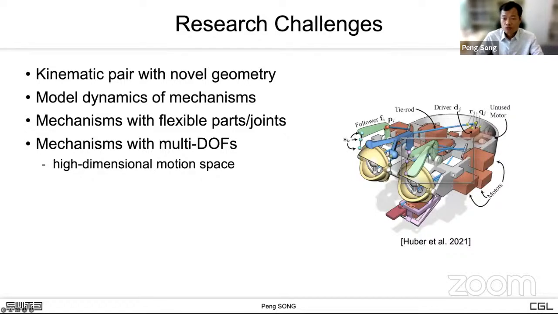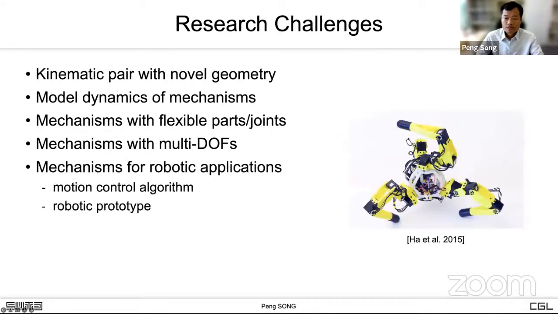Many mechanisms only have one degree of freedom and can be driven by a single motor. However, mechanisms with multiple degrees of freedom are harder to model and design due to their high dimensional motion space. When designing mechanisms for robotic applications, there are two additional challenges. The first one is a control algorithm to sync motions of different mechanical parts for accomplishing a task. The second one is robotic prototyping, since besides 3D printed parts, we also need to assemble and install many electronic parts, such as controllers and sensors.